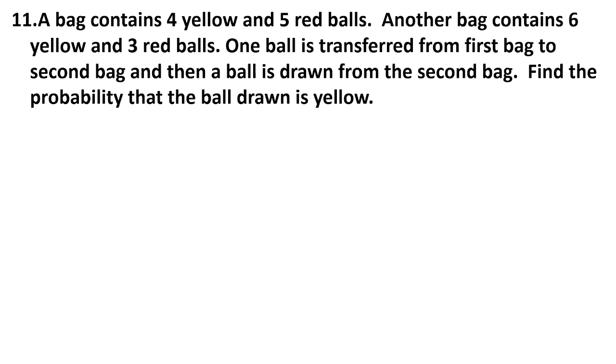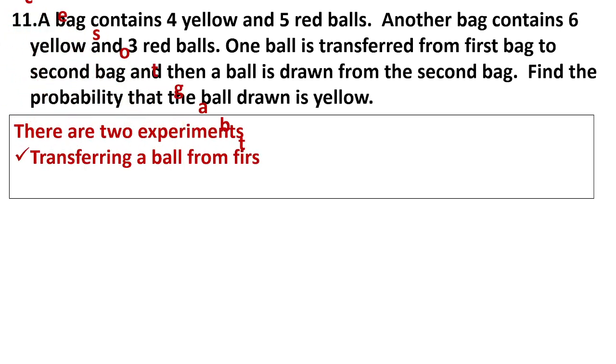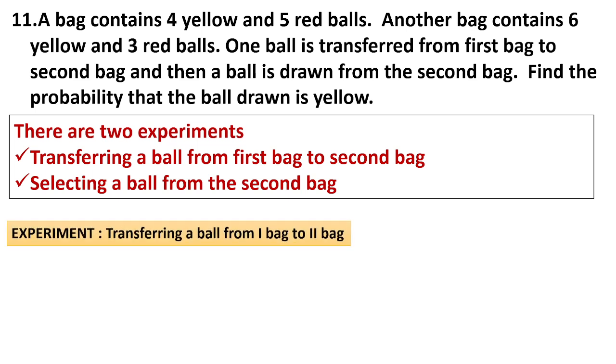Question number 11. A bag contains 4 yellow and 5 red balls. Another bag contains 6 and 3. One ball is transferred and then a ball is drawn. Find the probability that the ball drawn is yellow. There are two experiments, transferring a ball and selecting a ball. Let us go to the first experiment, transferring a ball from the first to the second bag.